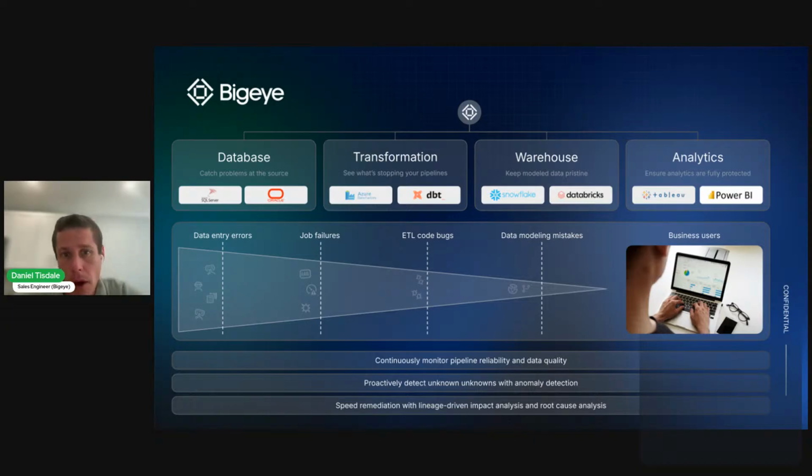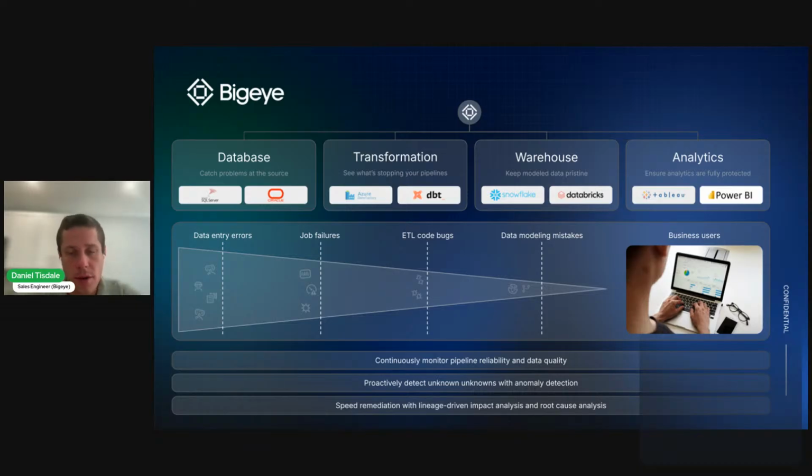We can also monitor various ETL tools. So Azure Data Factory, DBT are just two of the more popular ones that come to mind. So really helping you understand, is there some sort of data quality issue that a certain job or pipeline is causing to be introduced.